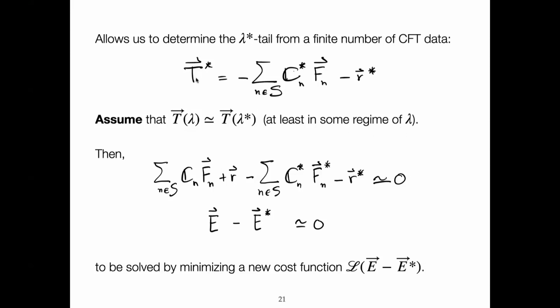So you plug this T star inside the exact equation. The exact equation becomes like this. And then in terms of this error vector, it takes this form. Basically, E minus E star is almost equal to 0 with this approximation. And then you try to minimize the new cost function, where you're not trying to minimize the cost of E alone, but the deviation of E from E star. So in this way, you're already starting with a point where you can actually have zero cost exactly, and then you move away from that.